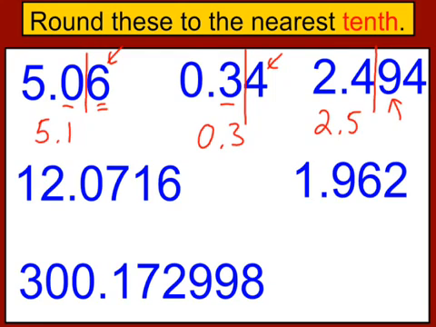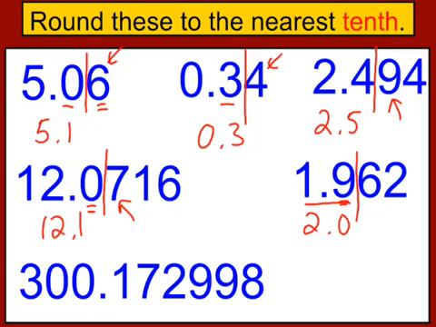If I was rounding this number to the nearest tenth, put my door up after the tenth, the 7 is knocking at the door, so this would round to 12.1. This one, the 6 is knocking at the door, and this is a 9. Actually, the way I do this, I think of this as 19, so 1 more than 19 is 20. This would round to 2.0, or just 2.